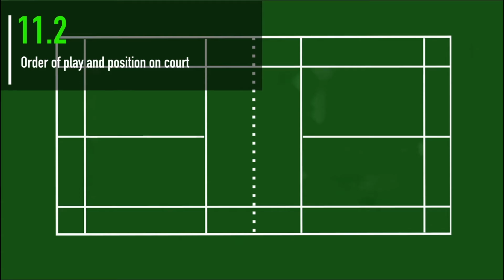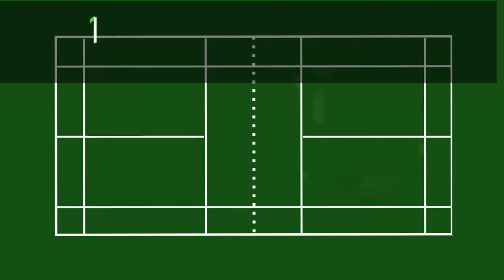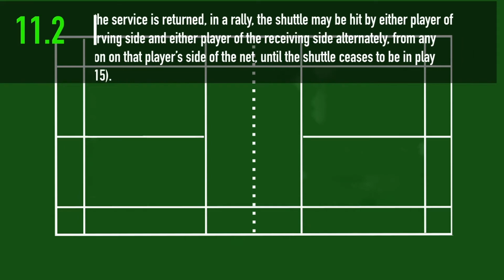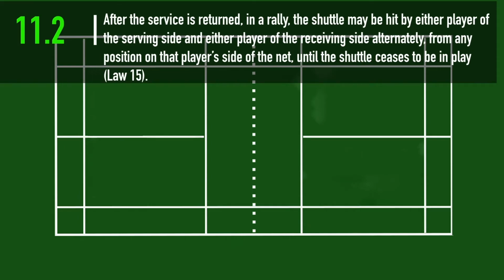(11.2) Order of play and position on court. After the service is returned in a rally, the shuttle may be hit by either player of the serving side and either player of the receiving side alternately from any position on that player's side of the net until the shuttle ceases to be in play. Refer to Law 15.